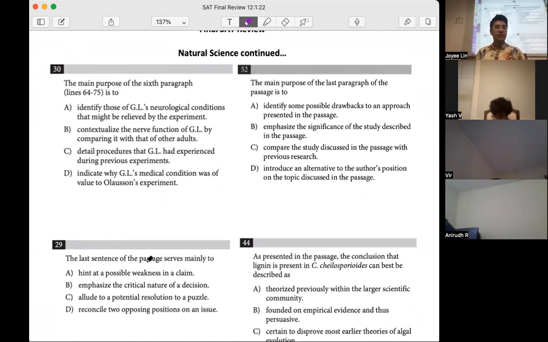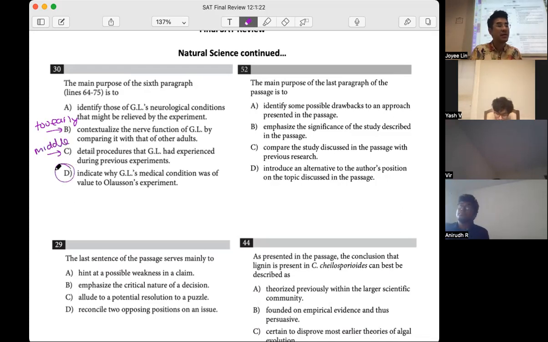What do you think would be the best answer towards the end of the essay? D, right? Why was a value? Or you're explaining the significance. This is too early, right? This is in the middle, right? C would be in the middle, beginning to middle. So then we get to the end of the passage, we're explaining the significance.